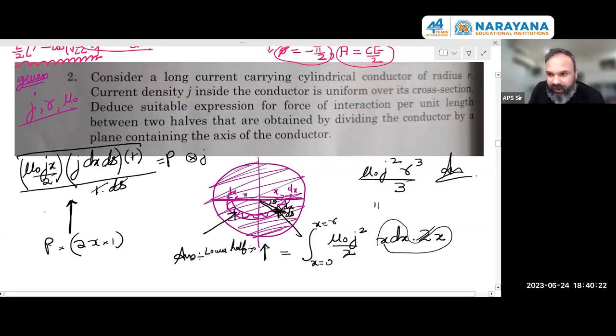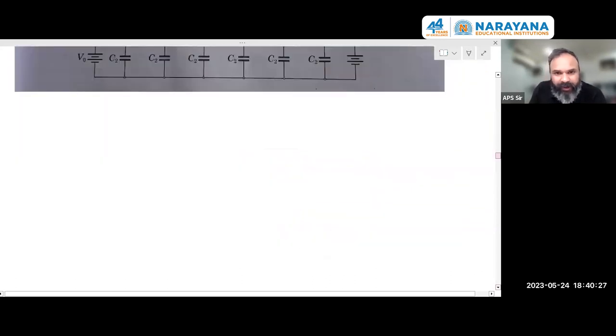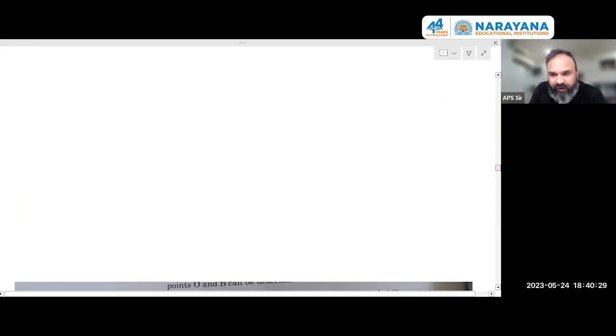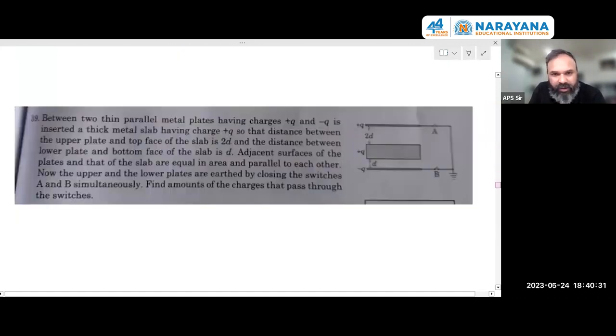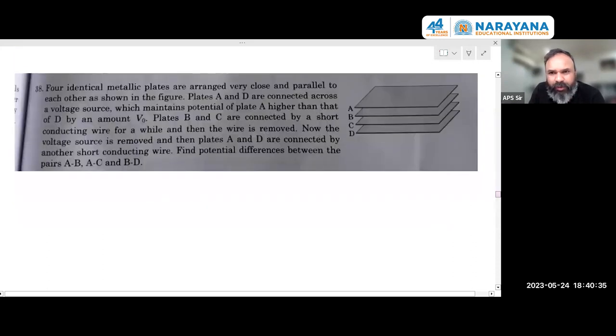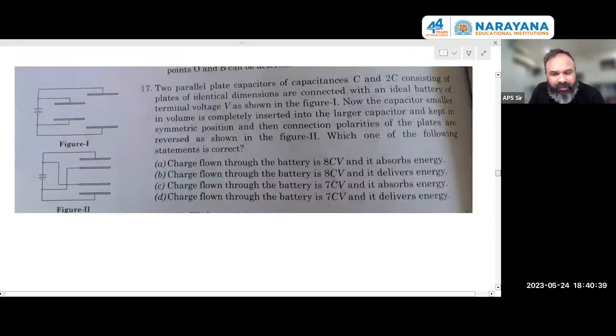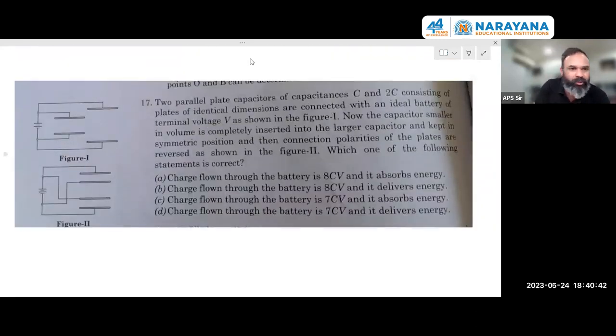So I think it is straightforward to all of you. Great. Let me take one problem which is more often put up, on capacitance, a very nice objective problem. Let me take this simple problem and then go to a more complicated version.